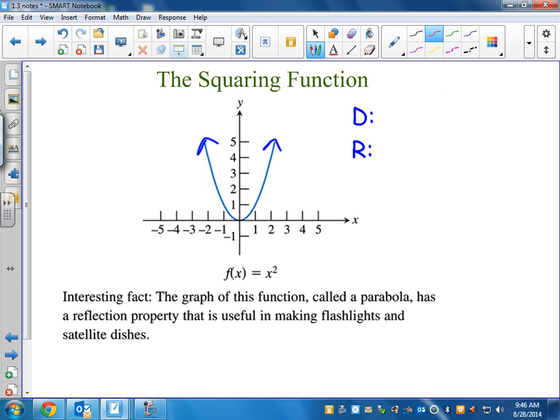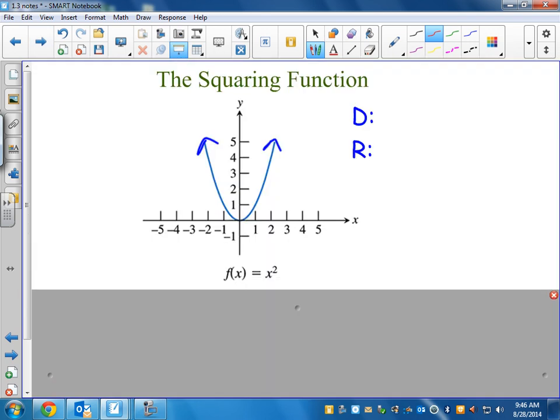Well, I kind of want to hide the interesting facts from here. I don't think I did that. The squaring function, your book calls this the squaring function. I call this a quadratic function. But squaring, they call it squaring because it's x squared.